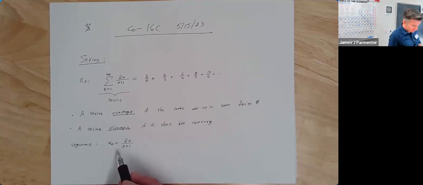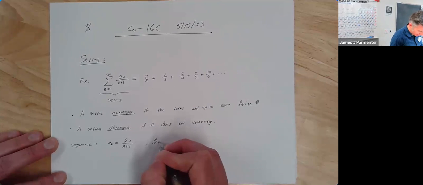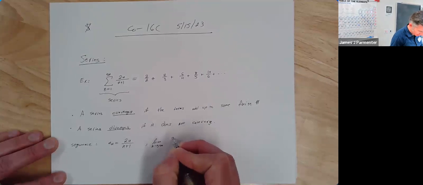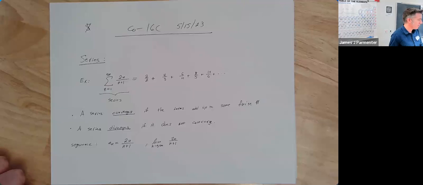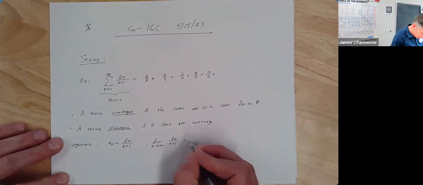If you look at the sequence, what's the limit as n goes to infinity of 2n over n plus 1? Everybody, show me on your fingers. What's the answer to this question? You only need one hand. Yeah, that limit is definitely 2.